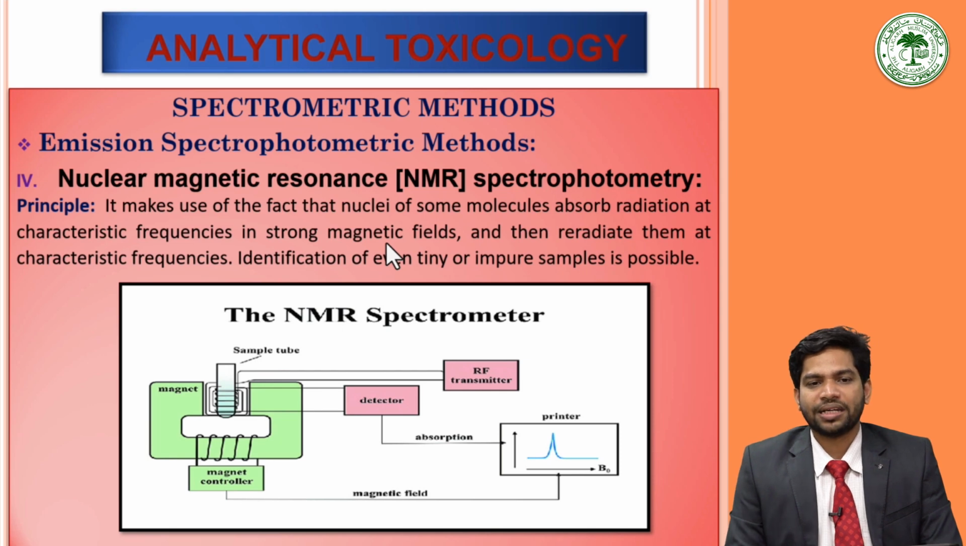Then another spectrophotometry technique is nuclear magnetic resonance spectrophotometry. It is also a type of emission spectrophotometric method. Here it makes use of the fact that nuclei of some molecules absorb radiation at characteristic frequencies in a strong magnetic field and then radiate them at characteristic frequencies. By identifying these characteristic frequencies, identification of even tiny or impure samples is possible. So you can see here in the picture, the sample tube is irradiated within the magnet, and it detects the radiation emitted by the sample, which will be analyzed using the spectrophotometer.